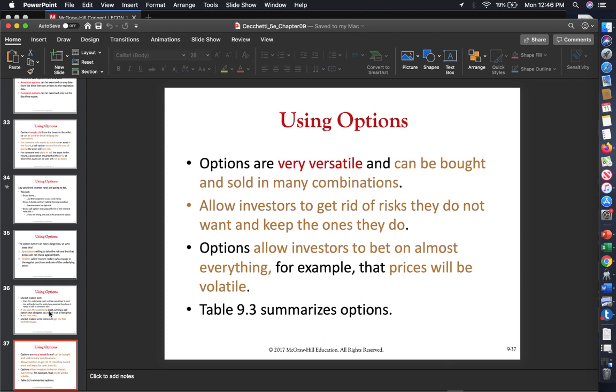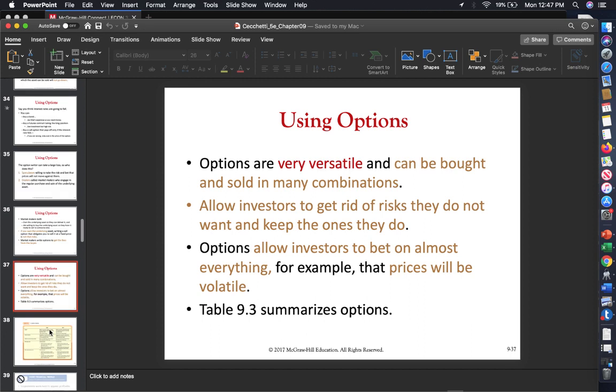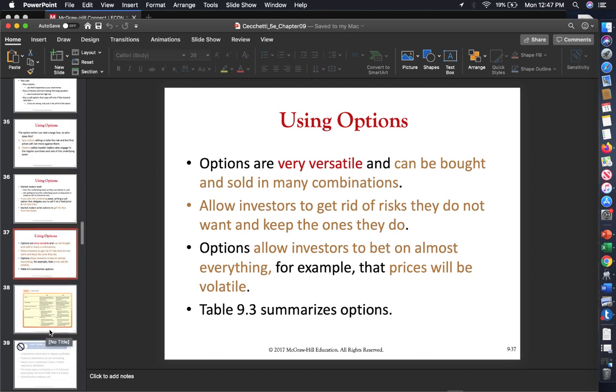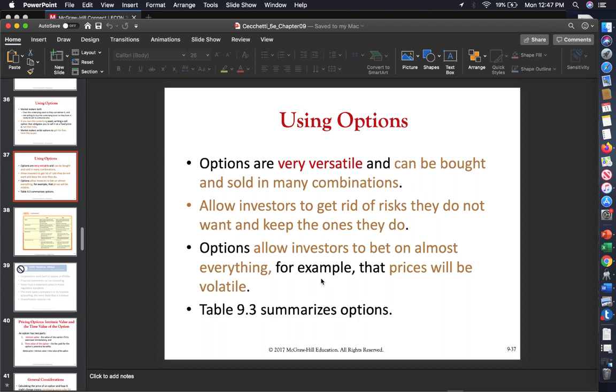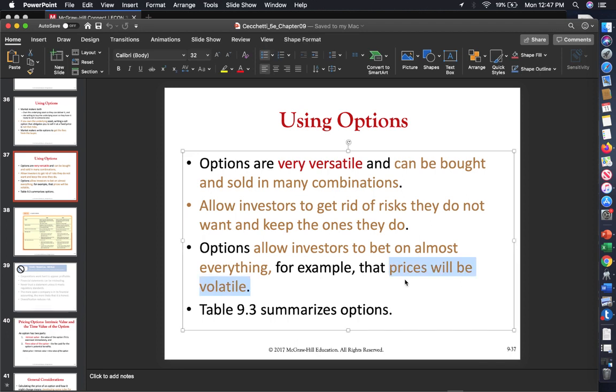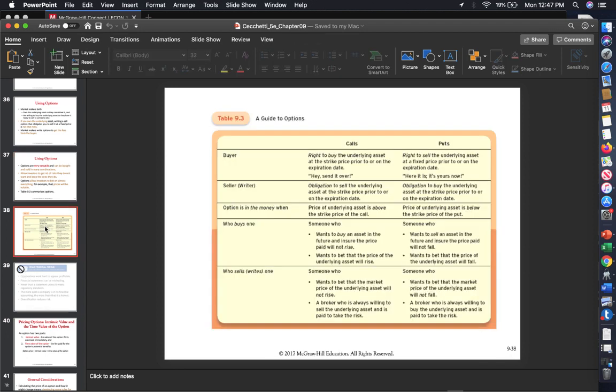So you can bet almost on anything. As I mentioned, it doesn't have to be a stock that is your underlying. It can be the price of corn, gold, tomatoes, or whatever. So you can bet on almost everything. For example, you can bet that prices will be volatile. That's very interesting. We will talk about that later.